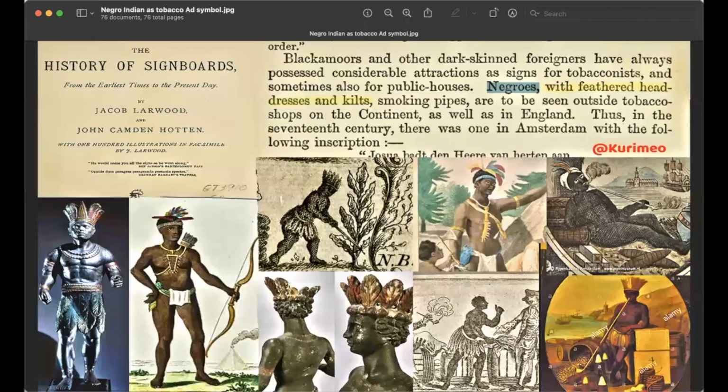The History of Signboards from the Earliest Times to the Present Day by Jacob Larwood and John Camden Houghton. Blackamoors and other dark-skinned foreigners have always possessed considerable attractions as signs for tobacconists and sometimes also for public houses. Negroes with feathered headdresses and quilts, smoking pipes, are to be seen outside tobacco shops on the continent as well as in England. Thus, in the 17th century, there was one in Amsterdam with the following inscription.